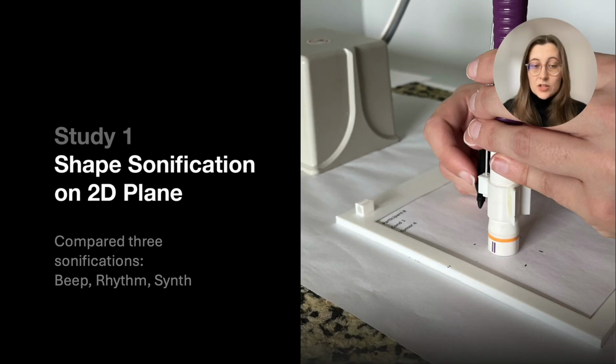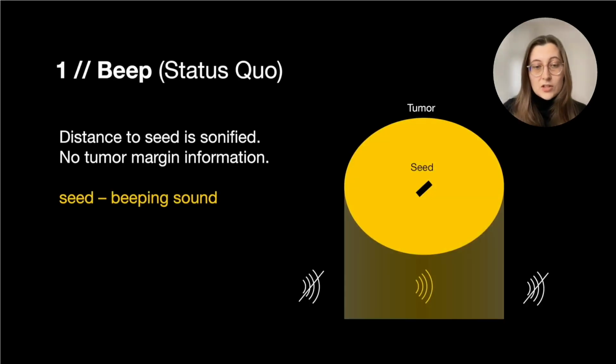As I already mentioned, in study 1, we compared 3 sonifications: beep, rhythm, and synth. Beep represents a status quo sound feedback used by surgeons in the operating room today, and rhythm and synth are 2 proposed shape sonifications. Beep only sonifies the distance to the seed and no tumor margin information is given.